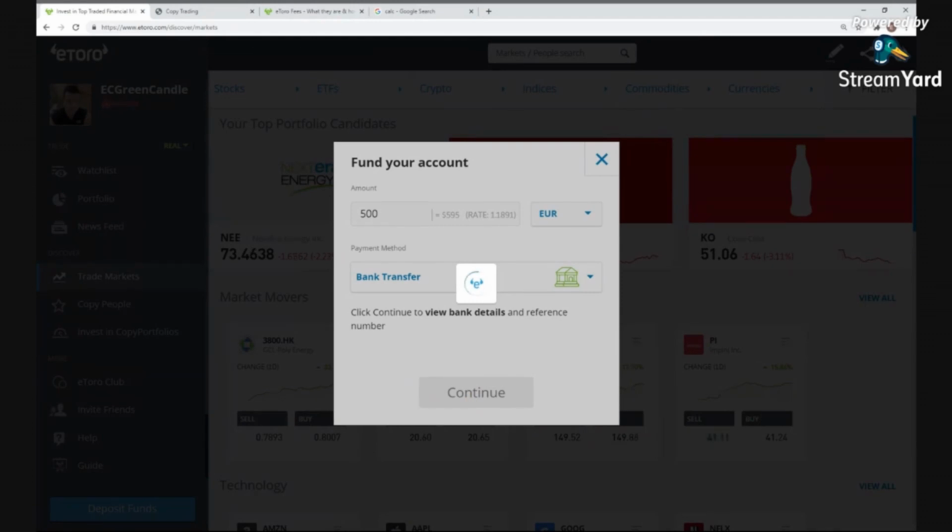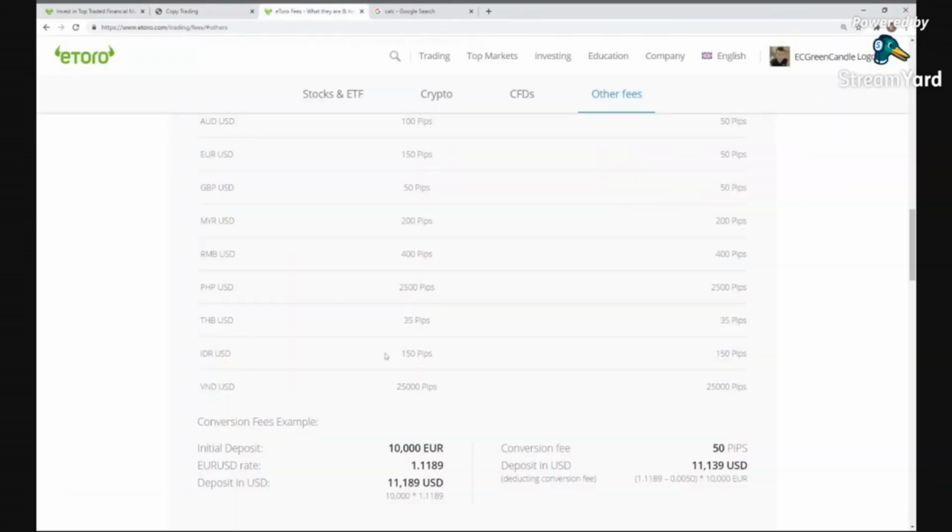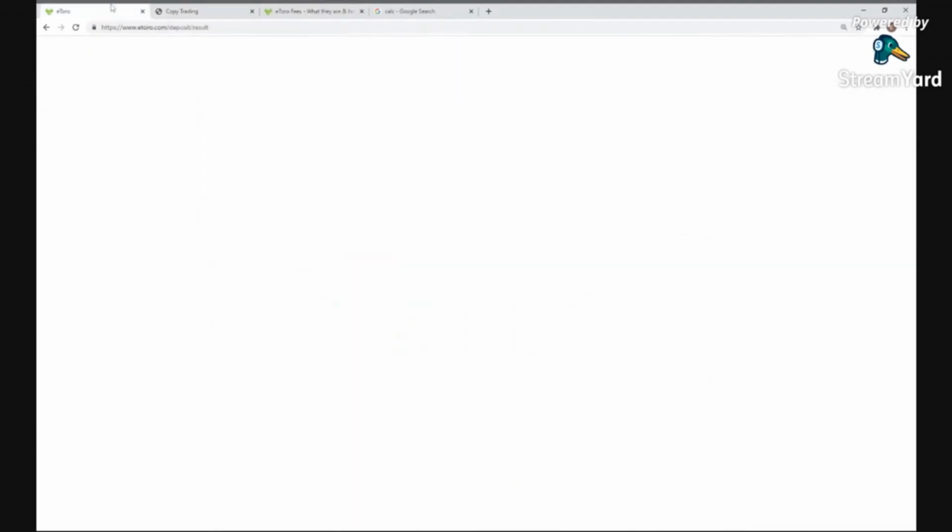eToro keeps your funds in specific bank accounts in top tier banks. So it's exactly the same as depositing money into a bank account. That's just going to load up in a second, but it's going to give you all of the eToro bank sort code, IBAN, etc. And then you have to go to your bank account and send it on to eToro. And then those are the steps you have to do for that. Okay, let's just see what happens. Yeah, there we go. It's loaded up.